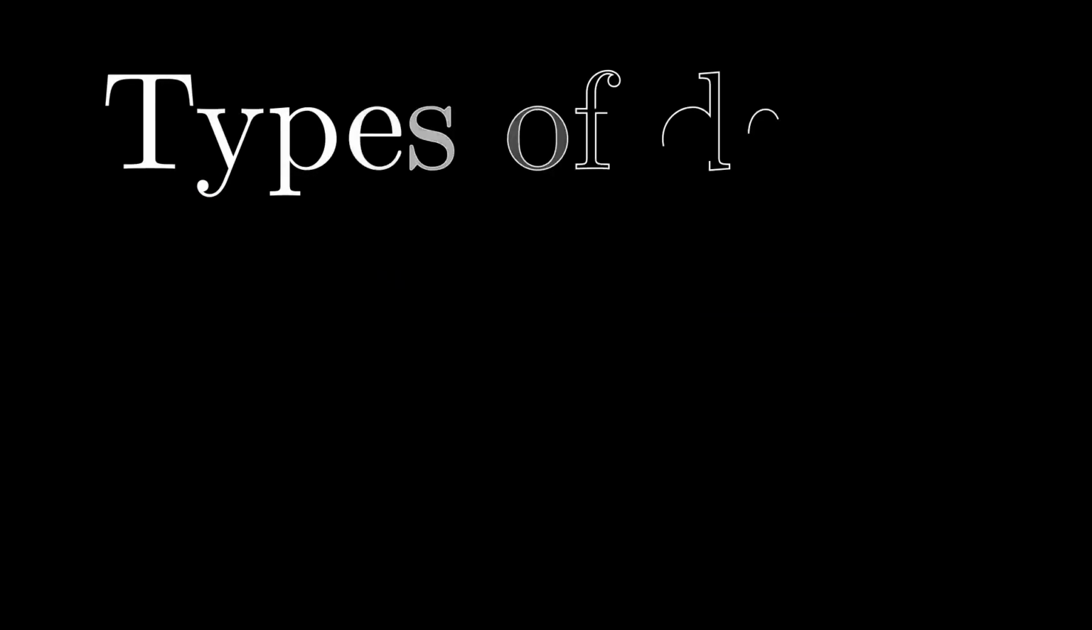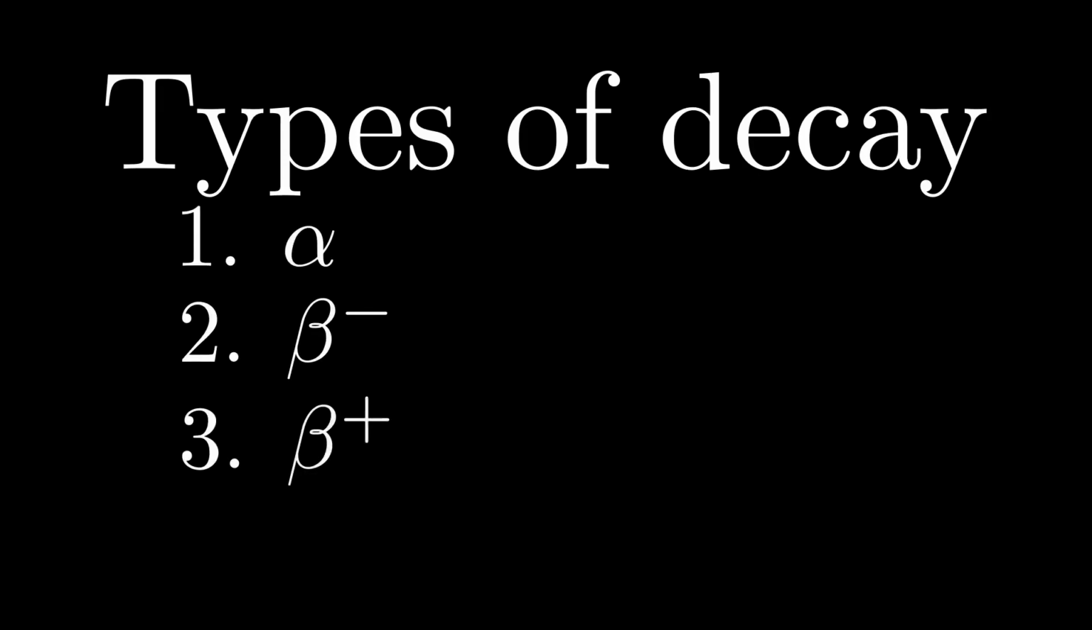There are 4 main types of decay that AQA include in the specification. These are alpha decay, beta minus decay, beta plus decay, and gamma decay. Note that there are other decays which do exist. So the first one we'll look at is alpha decay.